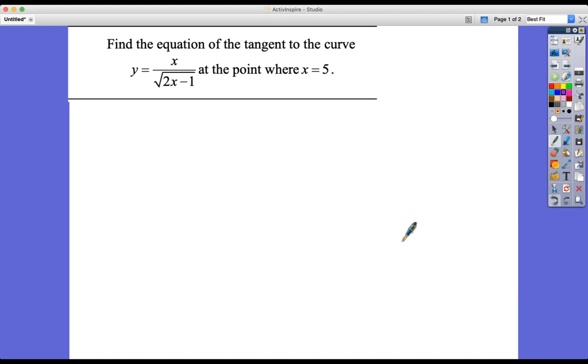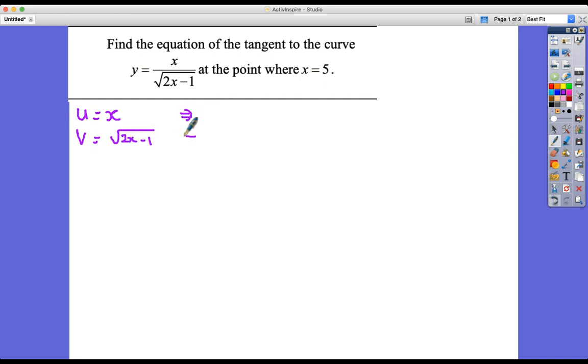So the first question says, find the equation of the tangent to the curve. We've got a complicated looking function there at the point where x equals 5. Okay, so the first thing that strikes me about this is that it's a quotient. And I can see that u equals x, and v equals the square root of 2x subtract 1.